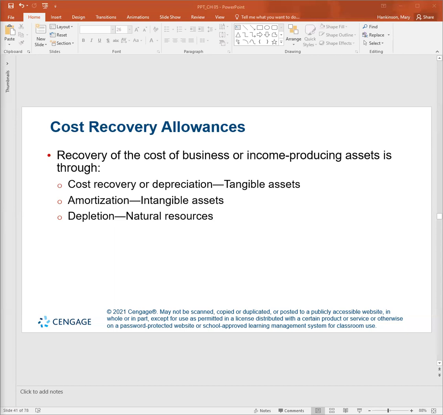Although the terms depreciation and cost recovery are often used interchangeably, the former refers to the allocation of costs over the periods they benefit for financial reporting purposes, while the latter refers to the recovery of cost for tax purposes. So depreciation refers to the allocation of costs for financial reporting purposes, and cost recovery refers to the recovery of costs for tax purposes.